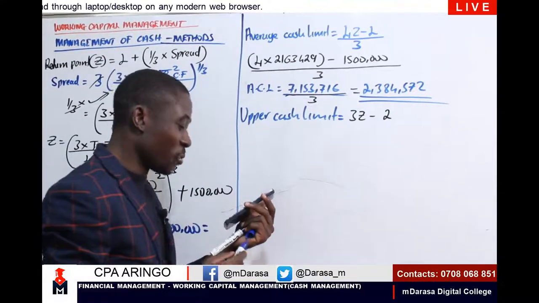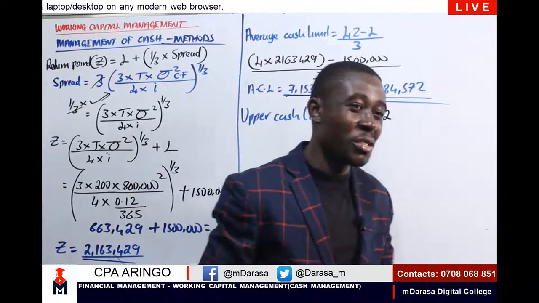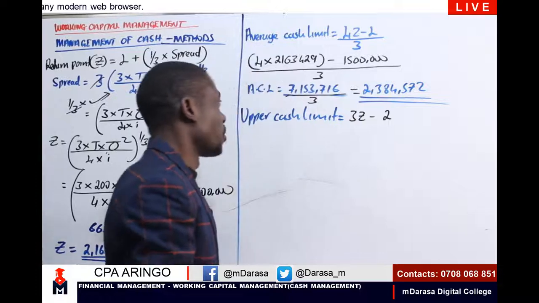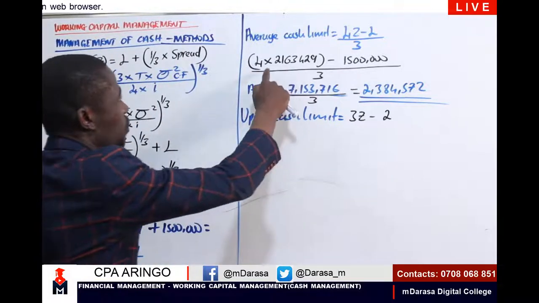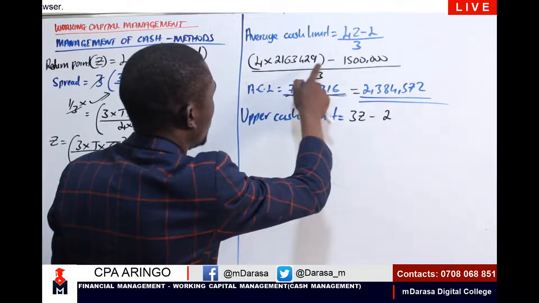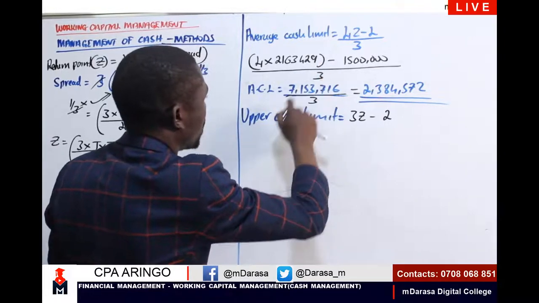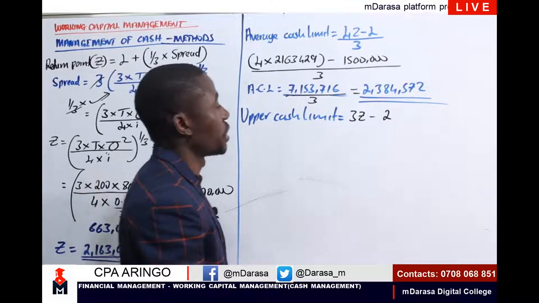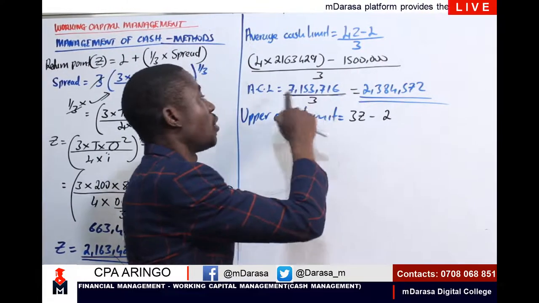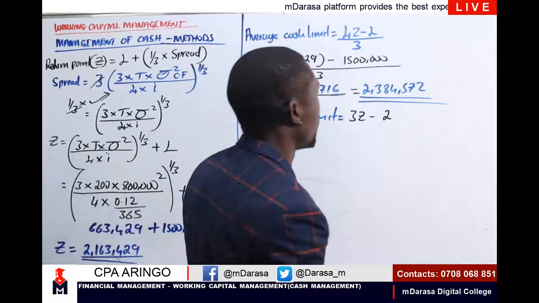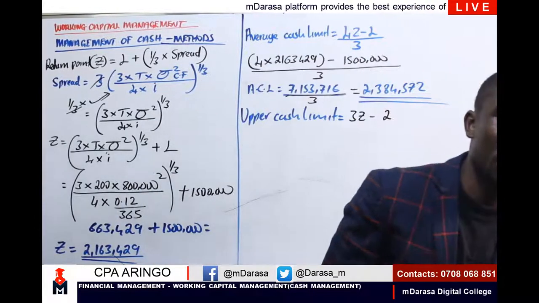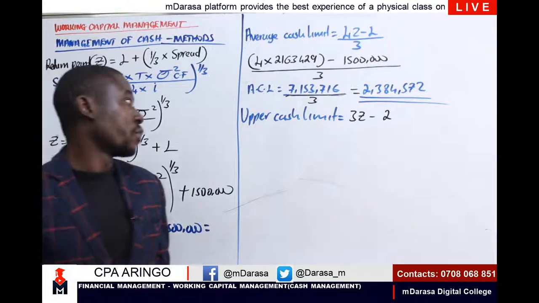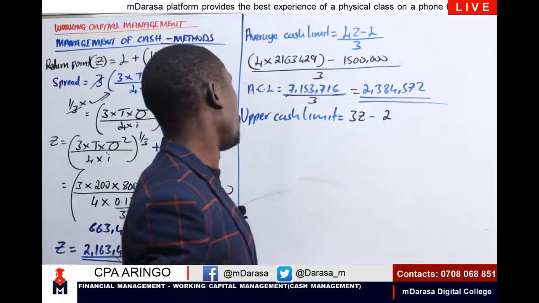In that case, that is where Mwalimu normally tends to say, I just wanted to see if you are following. So basically, this is what we should be having, right? Because you've just taken this figure, minus 1.5, we must divide by 3 for us to get our average cash balance. Without you dividing by 3, of course, you'll be getting your own things. So therefore, at this point, you can agree that our average cash limit is 2,384,572. Right?